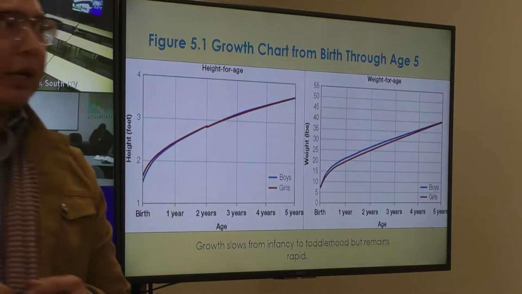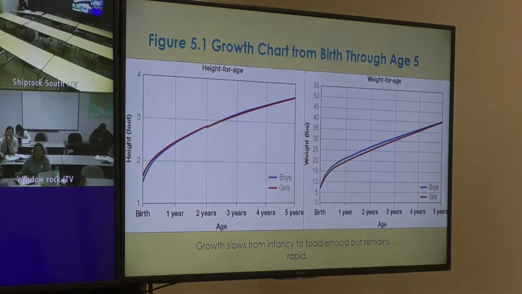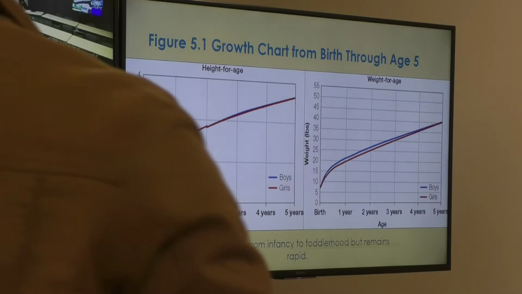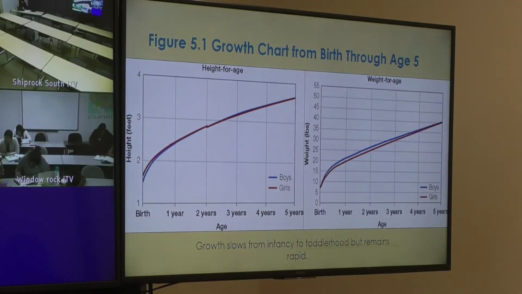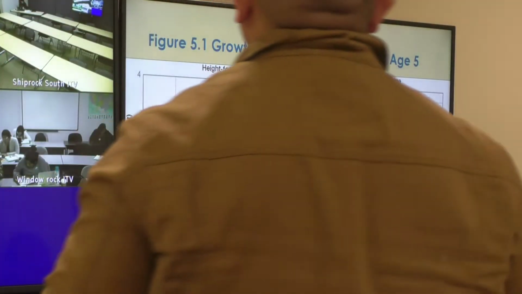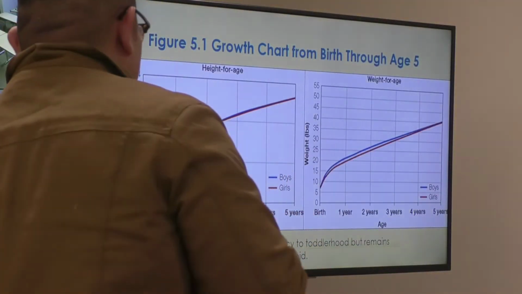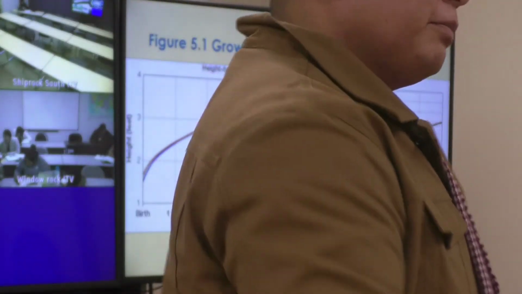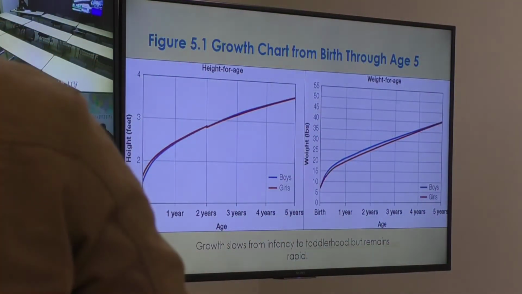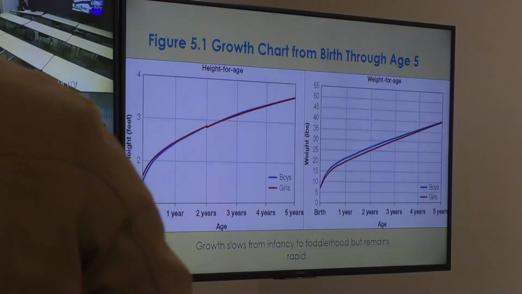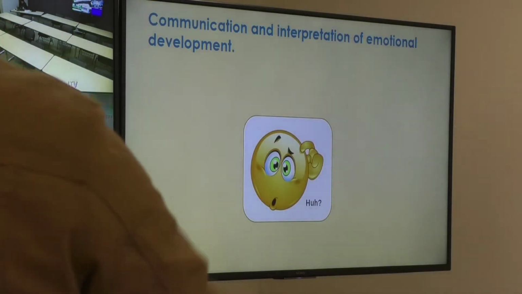So that's where you have a child growing, and that's where you have a lot of relatives commenting on the child saying, oh my goodness, they were just this small. And the child's looking at the person like, you're a stranger, I don't know you. Get away from me. That's where you have a lot of children freaking out. And then what do we do? We try to force them to interact, and we're like, go over there and play. We get after them, shake their hand, and the child's like, I don't know this person. So within that, communication and interpretation of emotional development.